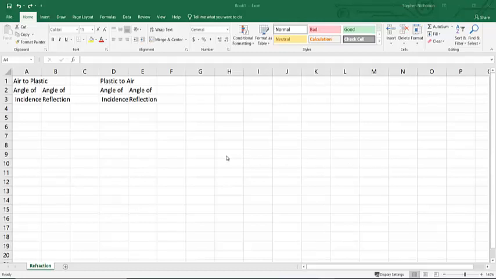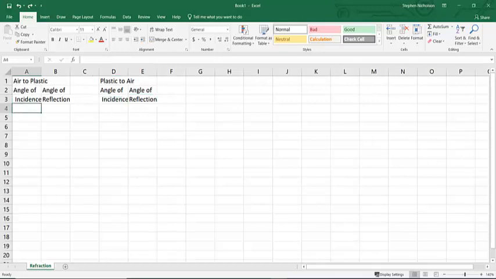Okay, so here's the Excel analysis of our optics lab. You can see that I've opened up a spreadsheet and I've entered in this cell air to plastic, in this cell plastic to air, angle of incidence, angle of reflection, same here, angle of incidence, angle of reflection. Now I'm going to make some changes to the columns, but I didn't want to do it ahead of time.